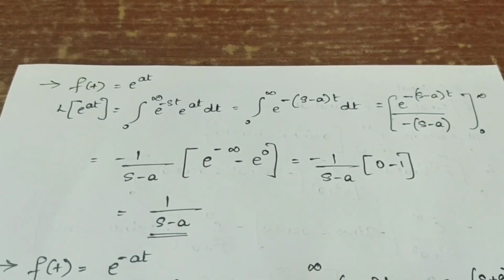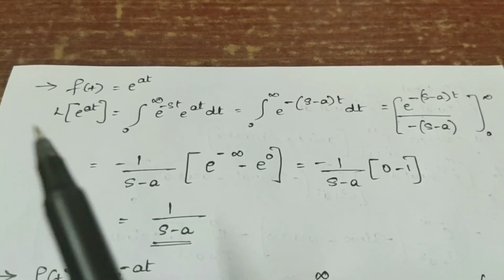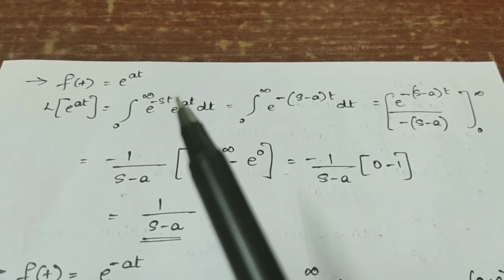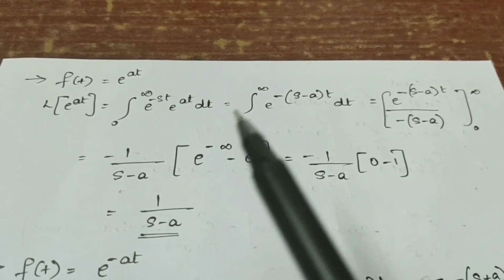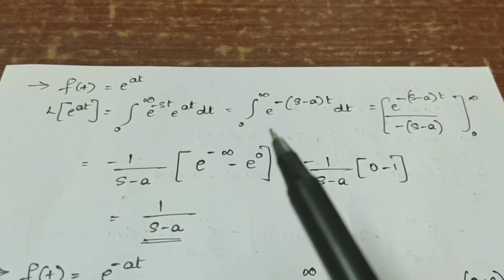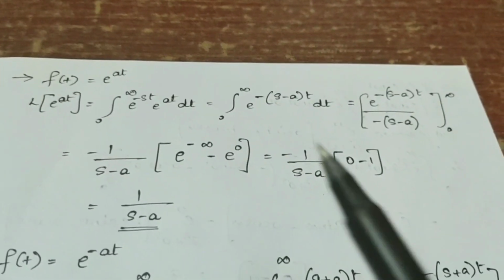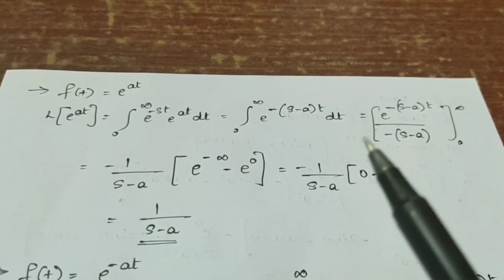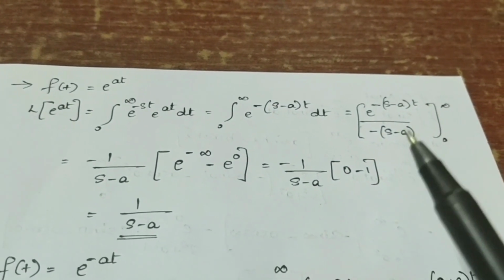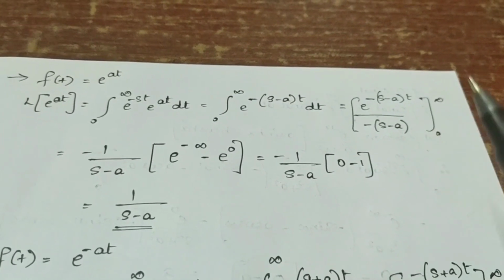Now let's see how to take the Laplace transform of the function e raised to at. Laplace of e raised to at is given by integral 0 to infinity e raised to minus st e raised to at dt. So we can combine these two and write it as integral 0 to infinity e raised to minus s minus a t dt, right? Now we'll take the integral of this function, which is equal to e raised to minus s minus a t by minus s minus a, and the limits are from 0 to infinity. Now we'll apply the limits.